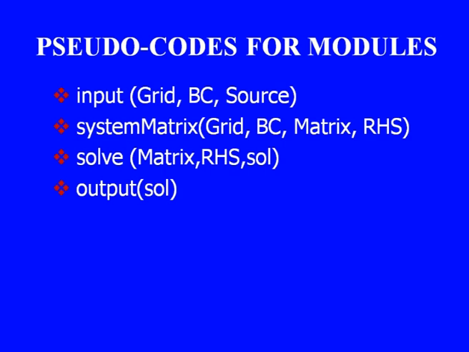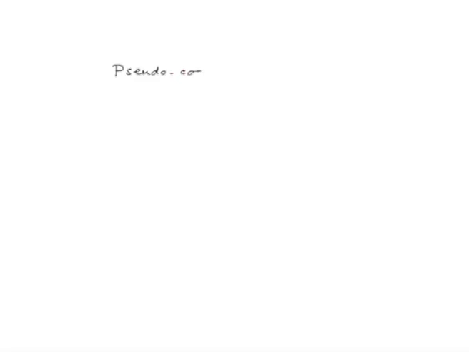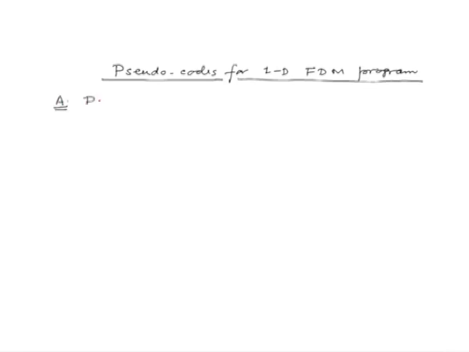So now let's have a look at the pseudo code for each of these modules before we proceed to actual typing of this code in a development environment or into an editor. So first we will take up the pseudo code for the 1D FDM program, starting with the input module.